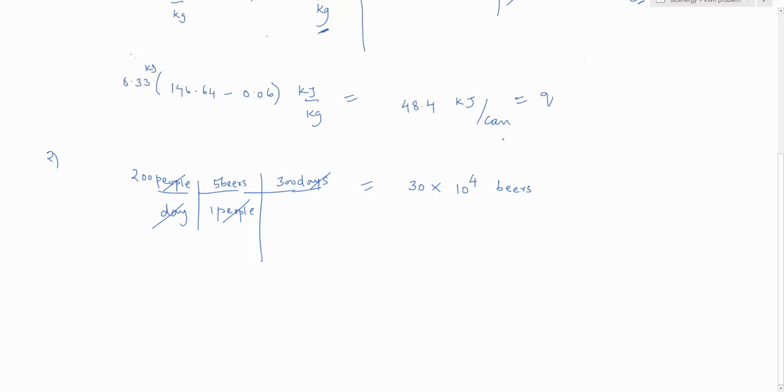So you know the energy that is released by one can, and you've got all these cans. So simply we need to multiply 48.4 kilojoules per can, and the cans multiply out. And your answer is pretty much here, which is 30 times 10 to the power 4 times 48.4 times 10 to the power 3 joules.